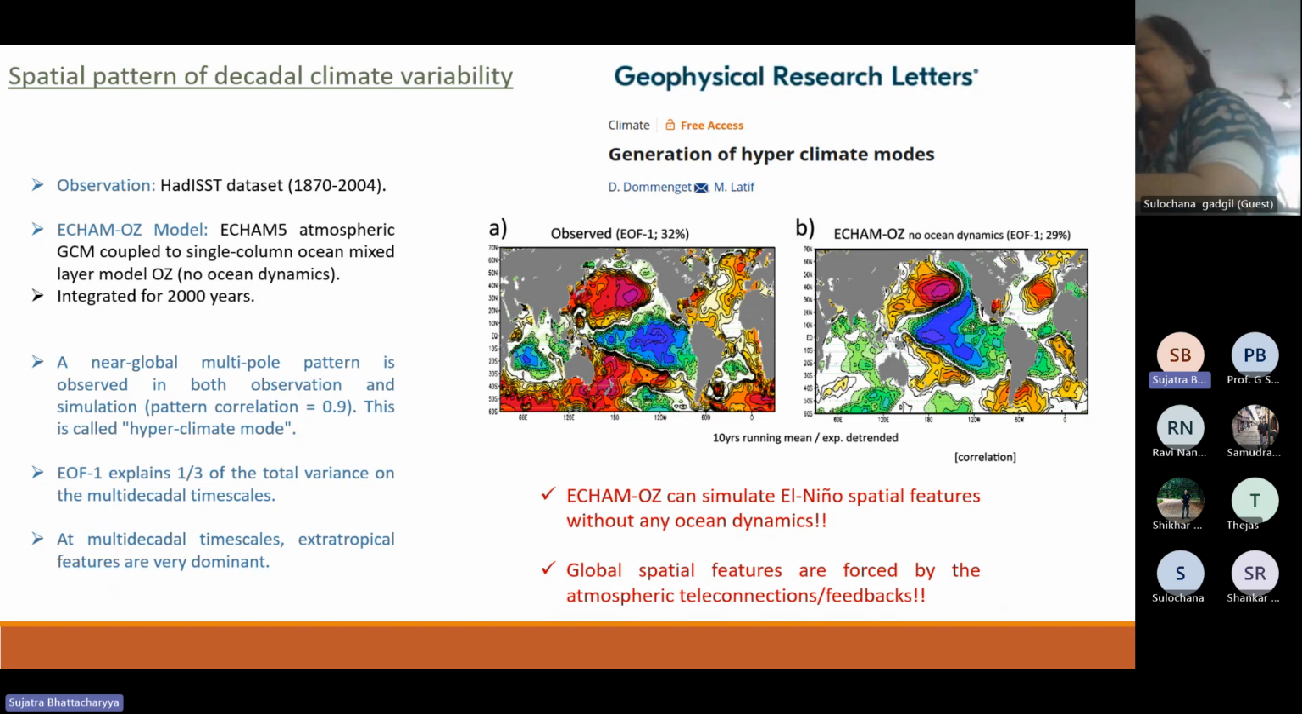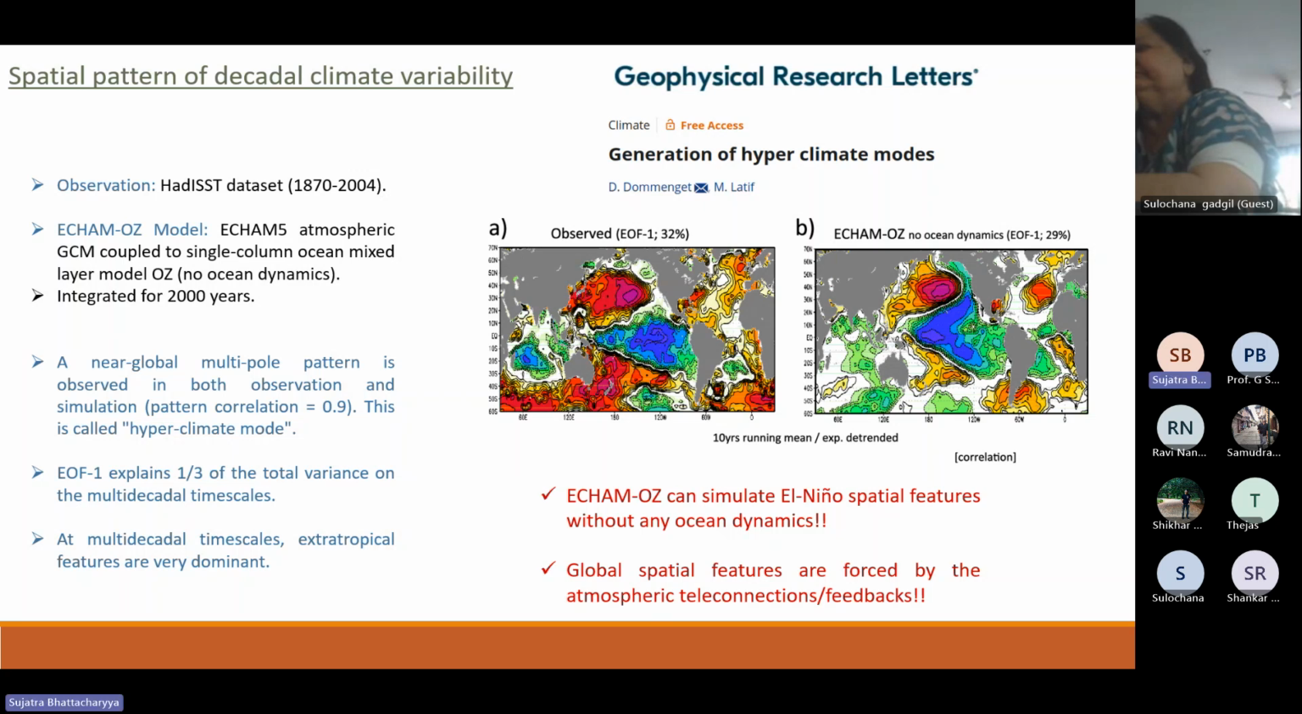First of all, this is just a mixed layer model. There is no lateral interaction. However, still you are able to generate this kind of structure in the tropical Pacific, right? So the ECAM model can simulate spatial features without any ocean dynamics. Without any ocean dynamics means no lateral interaction, but there is some vertical interaction. So the ocean is a mixed layer interacting with the atmosphere. So they hypothesize that this global spatial pattern can be forced by some sort of atmospheric teleconnection and feedbacks.